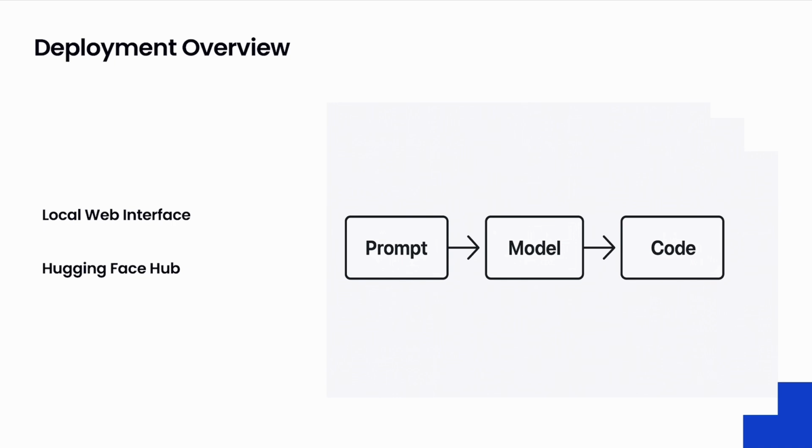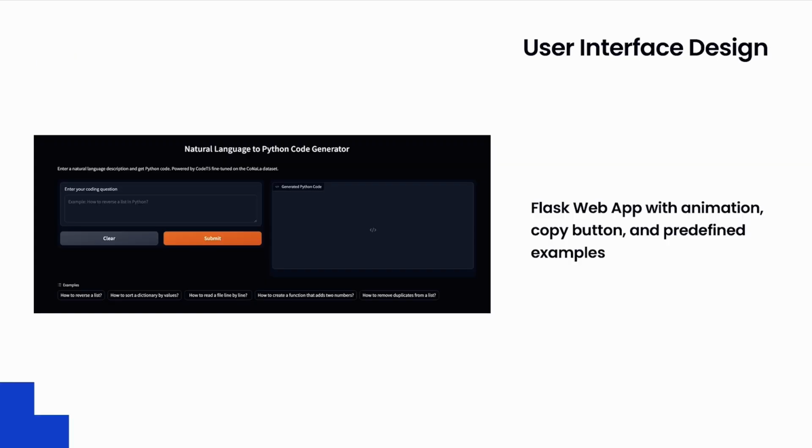After fine-tuning the model, we deployed it in two ways, locally using Flask and Docker, and on Hugging Face Spaces. These interfaces let anyone type a natural language question and receive Python code in return, making the model practically usable. This is the web interface we built using Flask and Bootstrap. Instead of just showing model outputs in a notebook, we designed a real-time user-facing application. Users can type a natural language question and immediately receive Python code as output. We also added predefined examples and a copy button to make interaction smoother.